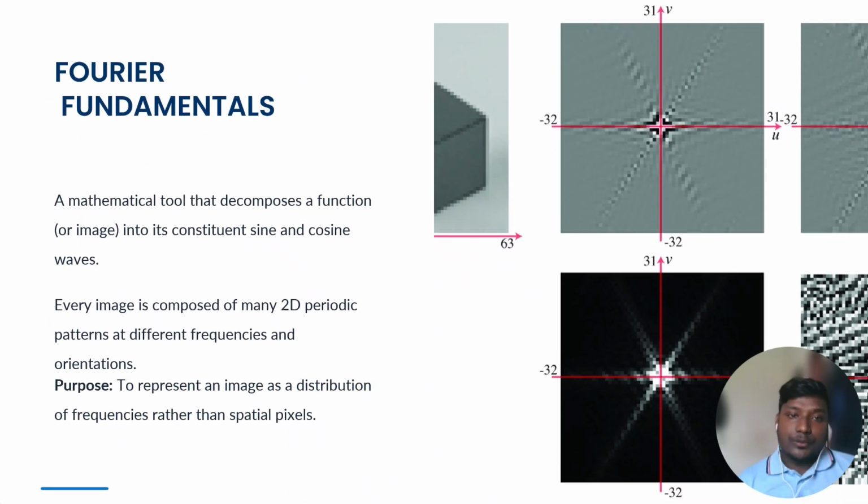The Fourier transformation is a mathematical tool that decomposes a signal, in our case an image, into its constituent sine and cosine waves. Essentially, it tells us how much of each frequency is represented in our image. By transforming an image, we can see patterns that are not visible in the standard pixel view.